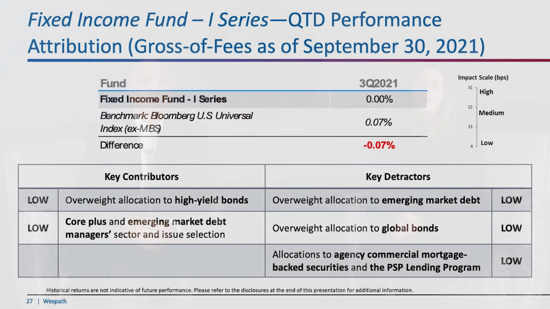The final piece I'll mention before we move on to the last fund, the Inflation Protection Fund, is the impact that our internally managed positive social purpose lending program and commercial mortgage-backed securities had. It detracted from the fund. And the reason is because we saw spreads widen in this market sector, which negatively impacted the quarter returns.